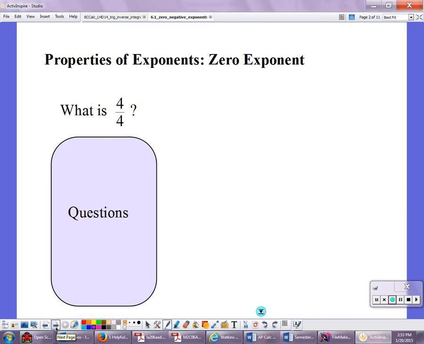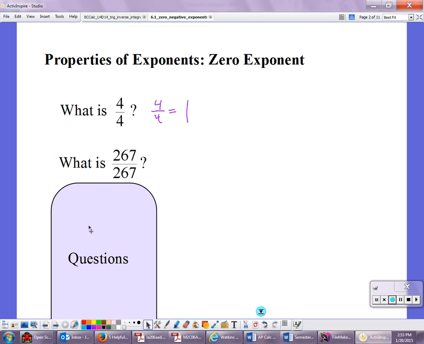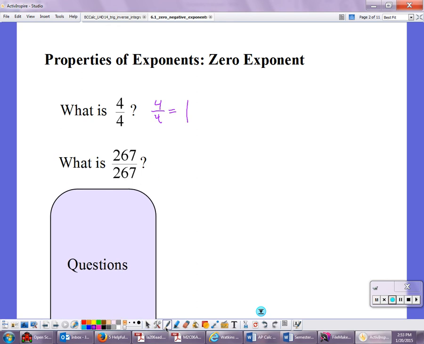So let's start with this. What is 4 divided by 4? Well, you can do it on your calculator if you want, but hopefully you don't have to. 4 divided by 4 equals 1, right? Okay, we're all agreed on that. What about this one? 267 over 267. Again, don't do it on your calculator. Make me happy. Say, oh, well, that's got to be 1. Why is it 1? Well, because anytime you take some number and divide it by itself, you get 1. Okay?